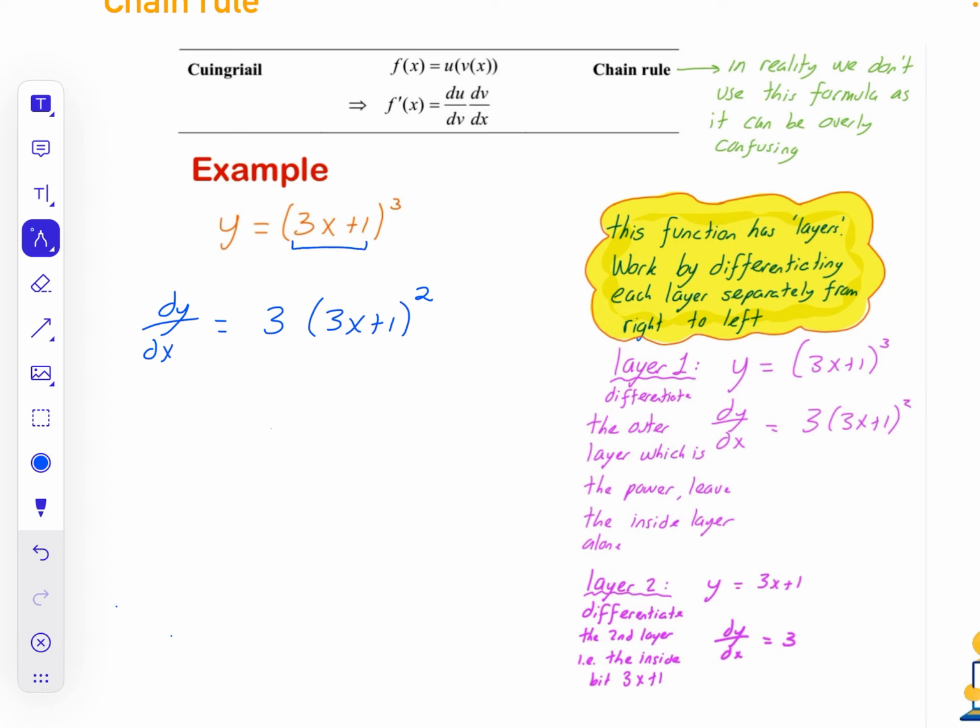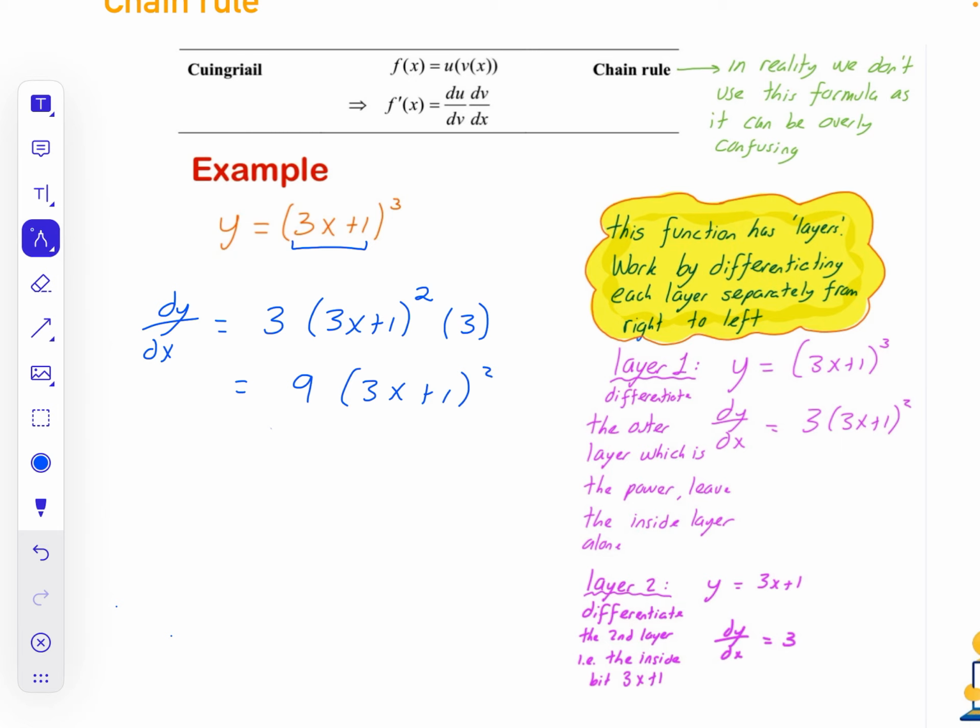A lot of people actually stop there. The problem is you haven't differentiated the inside bit yet. That's our second layer, our inside layer. So now you need to differentiate 3x plus 1. If I differentiate 3x plus 1, I'll get 3. What I can do now is multiply those two 3's together to give me 9 multiplied by 3x plus 1, all to be squared.